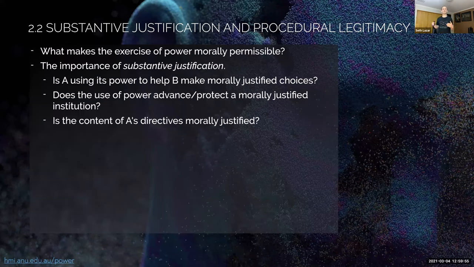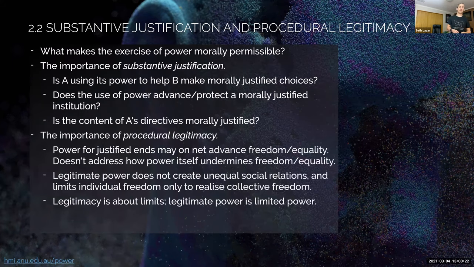Is A using power to advance or protect a morally justified institution? There could be a case in which this particular instance doesn't involve getting B to make a morally justified choice, but it's necessary in order to preserve an overall justified institution. Is the actual content of A's directive itself morally justified? This is part of the substantive justification question. And this is always important. It's often the first and most important question. But it's not the only question you can ask about the exercise of power. The other type of question focuses on procedural legitimacy.